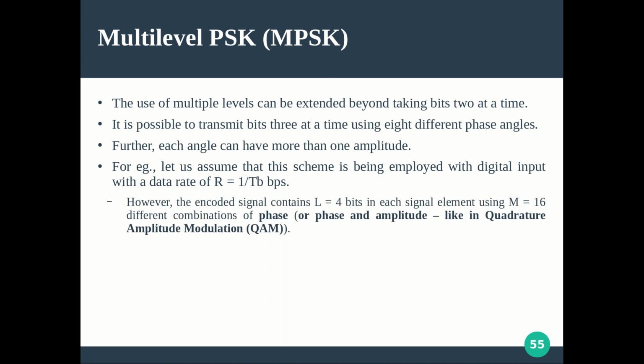So in this case, the encoded signal contains say L = 4 bits in each signal element, using say M = 16 different combinations of the phase. So if you want, you can group 4 bits at a time, and each 4-bit combination you can assign a signal level, so that there will be M = 16 different signal levels we want, which we are supposed to represent by 16 different combinations of the phase. So that is one approach, 16 different combinations of phase.